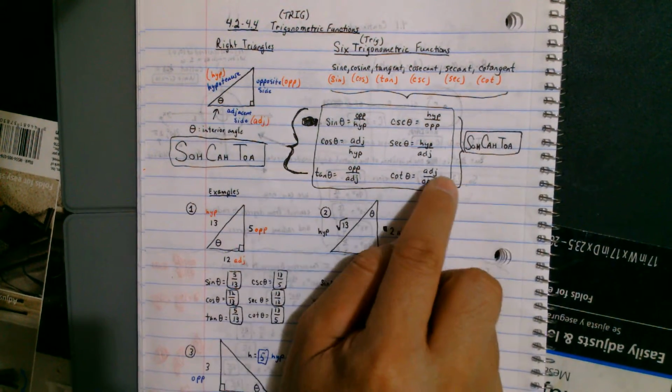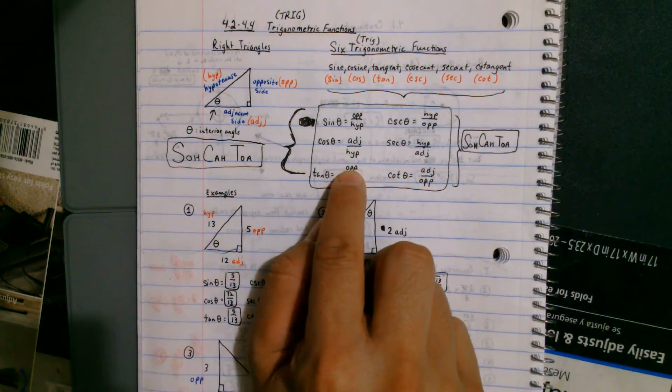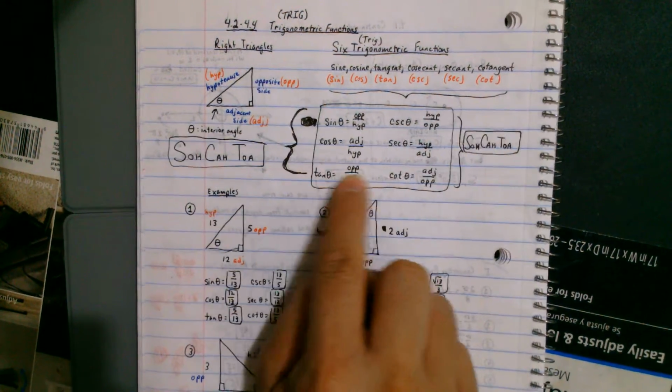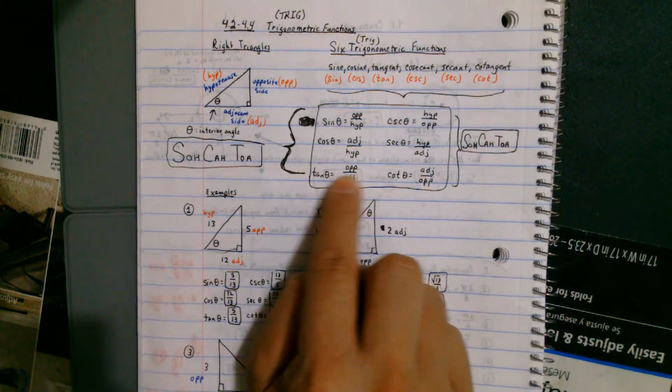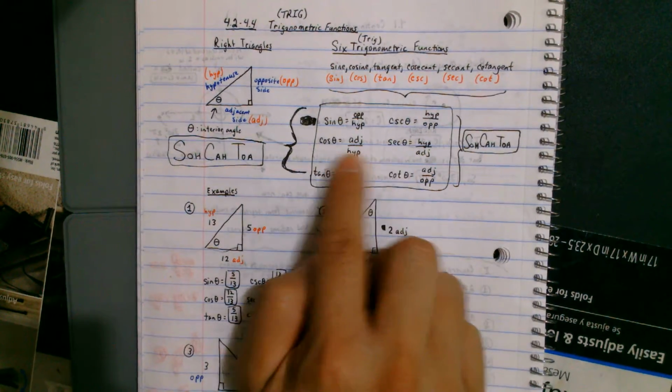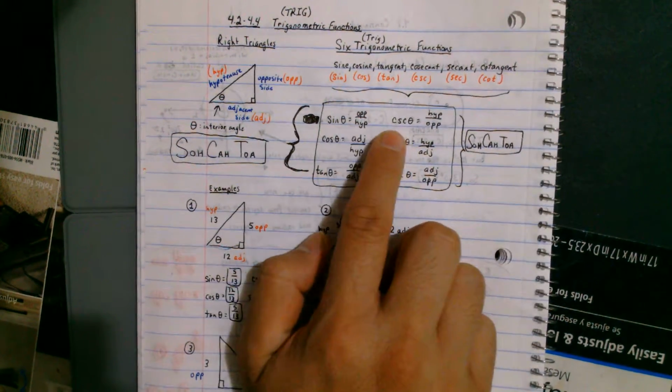And then as you can tell, cotangent is adjacent over opposite. Opposite over adjacent is tangent. So tangent and cotangent, these guys are reciprocals. That's why you see them written in the same row here. So tangent and cotangent are reciprocals. Cosine and secant are reciprocals. Sine and cosecant are reciprocals.